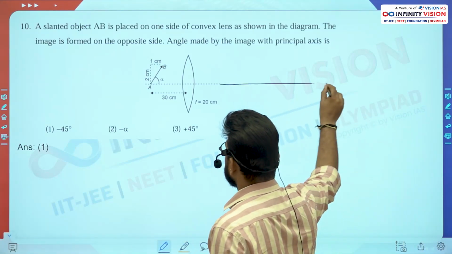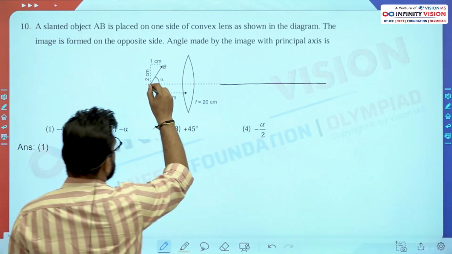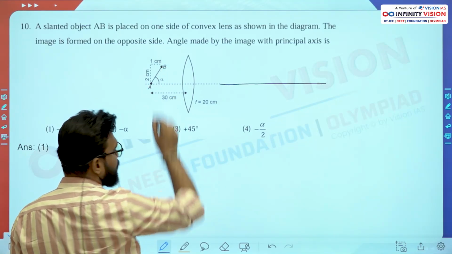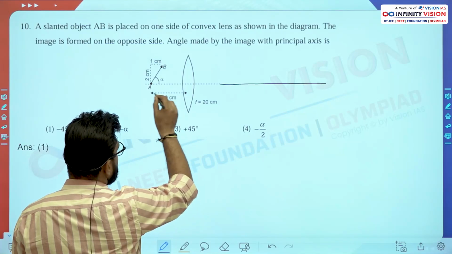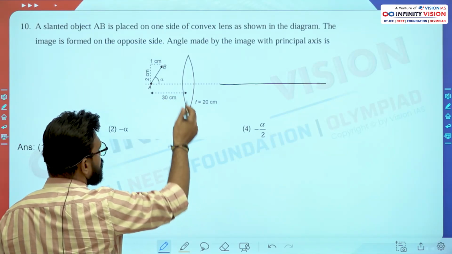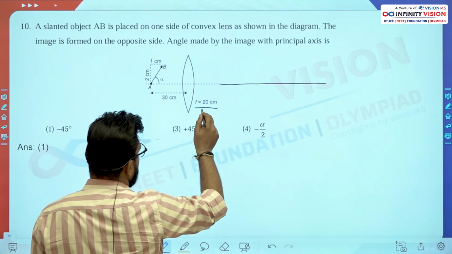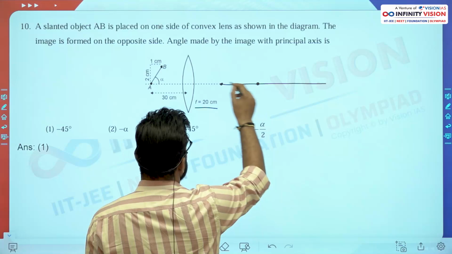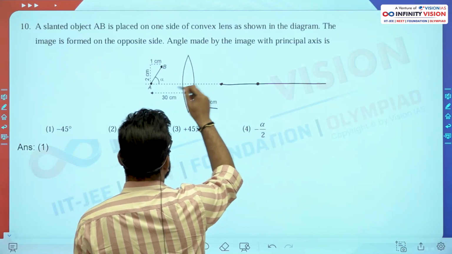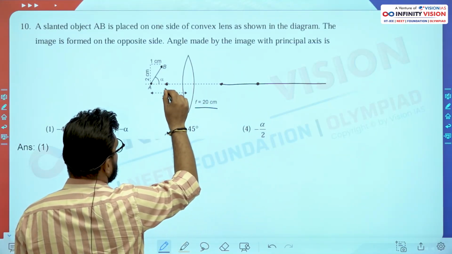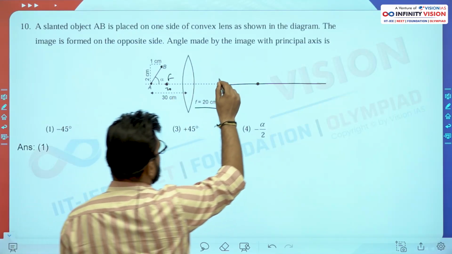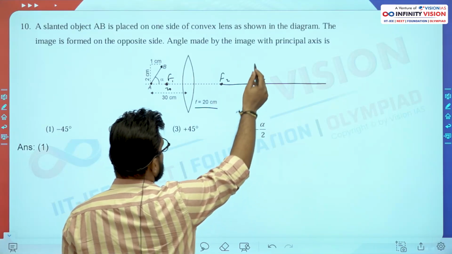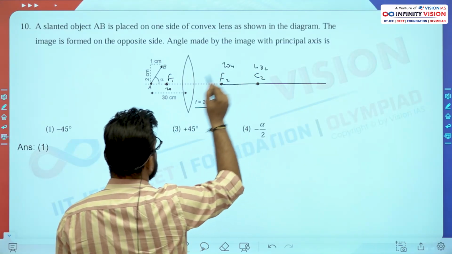What you can do is, this image would have two parts. This is part A, this is part B. So part A is at a distance of 30 centimeter, and using the lens formula you can easily calculate where the image will be formed. So your focus is at 20 centimeter. This is F1, this is F2, this is C2. Twice the focal length, 40 centimeter, 20 centimeter.